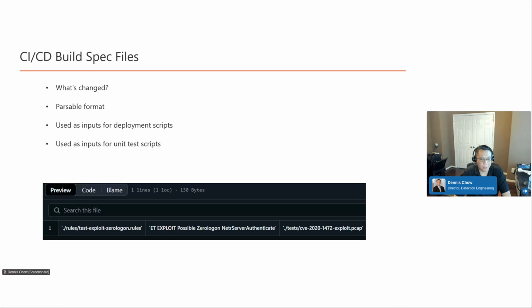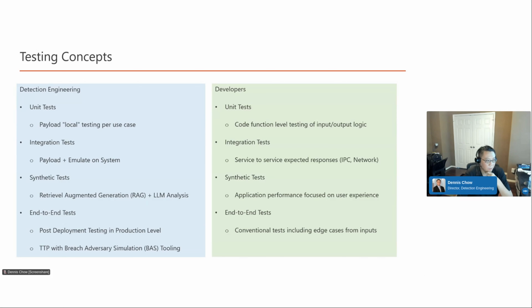And so use a parsable format for inputs of deployment scripts and unit testing at the same time. Here I show the test case at the very row 1, column 0, along with the expected output of my unit test, as well as the test file itself. In this case, it's a PCAP file of an exploit here for Zerologon. And I talked a lot about testing concepts, and don't worry, upcoming I have a demo of what this test looks like and what the logic is around that.